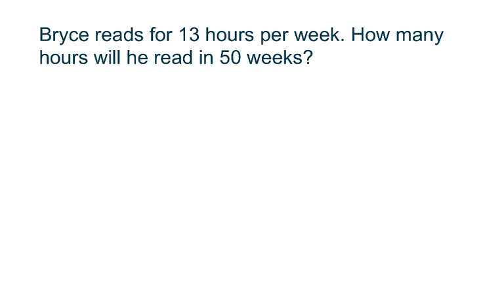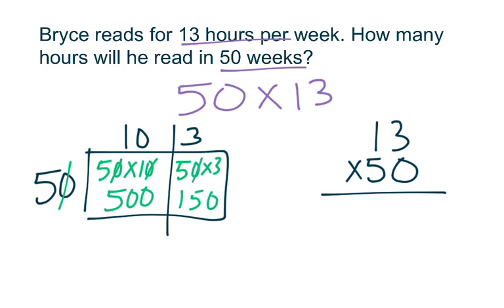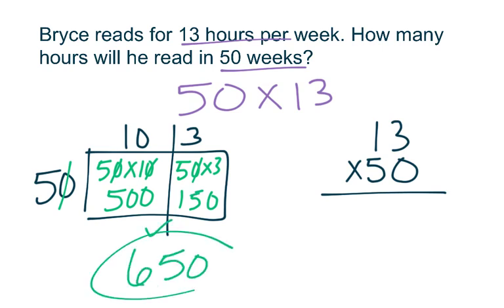All right, we need to set up our multiplication problem. So we have 50 weeks and 13 hours per week. So we would have 50 times 13, or 13 times 50, however you wrote it. I'm going to go ahead and set up my area model and regrouping to solve this problem. So I'm over here in my area model. I'm going to multiply 50 times 10. I'm going to cross out my zeros. I have two zeros. 5 times 1 is 5. Then I have 50 times 30, or times 3, excuse me. I cross that 0 out, put it down. 5 times 3 is 15. When I add 500 plus 150, I get 650 as my product.